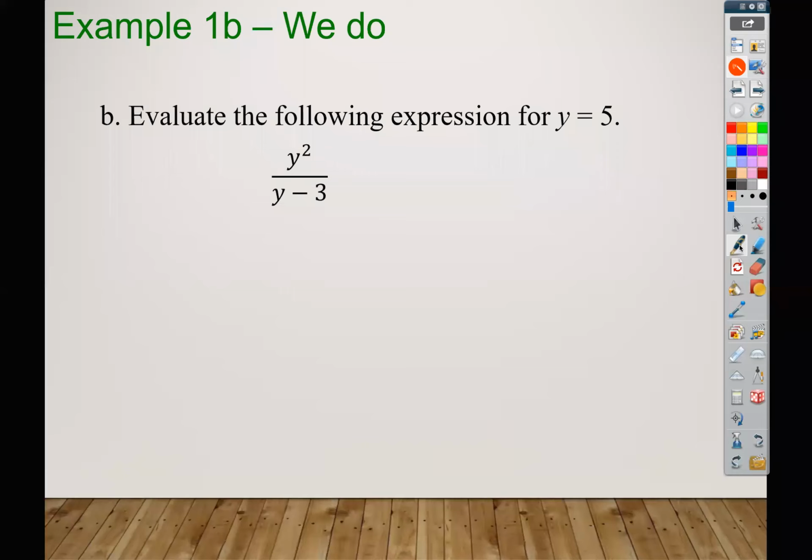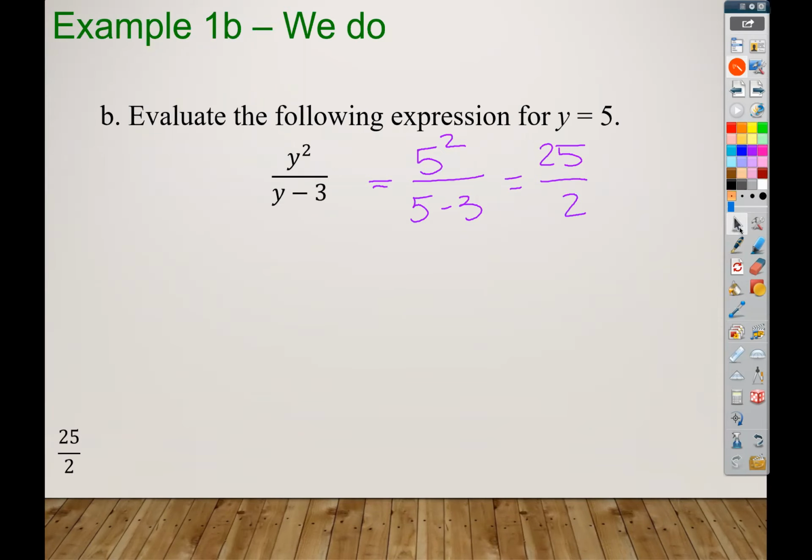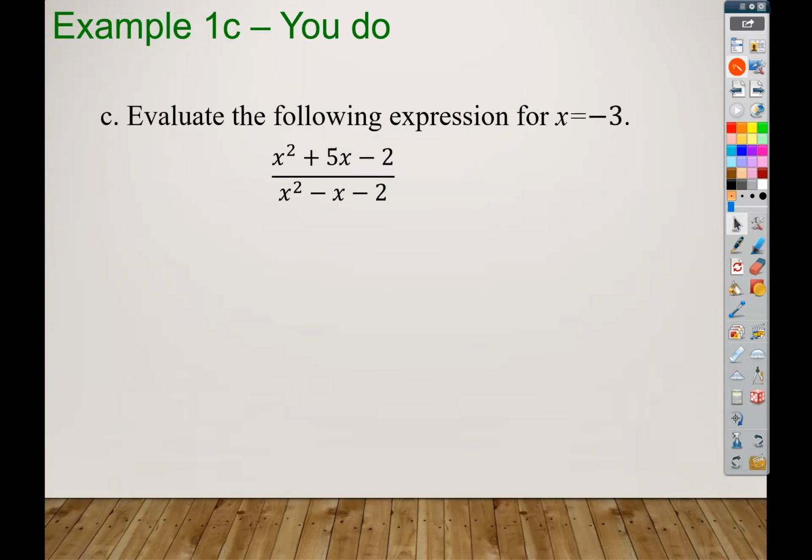1b says evaluate the following expression for y equals 5. So I'm going to plug a 5 in for every y. And I get 25 over 2 for my answer. Now you try one. And you should have gotten -4 over 5.